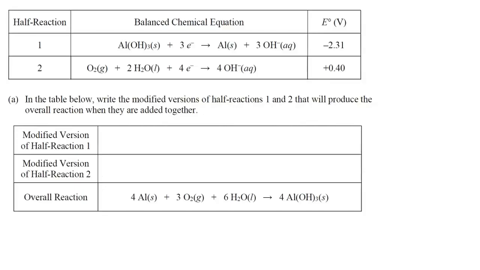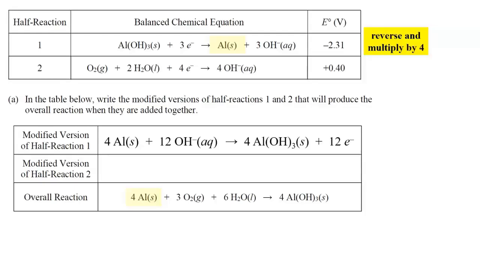So I'm going to start with the first reactant that I see in the overall reaction, and that is 4 moles of aluminum. So in half reaction number 1, I see 1 mole of aluminum, and it's actually on the right side of the equation, but I need there to be 4 moles of aluminum on the left side of the equation. That means that the modification for half reaction number 1 is to reverse it and multiply by 4. And so when I reverse half reaction number 1 and multiply it by 4, I get 4 moles of aluminum on the left, and then 4 times 3, that would be 12 moles of hydroxide on the left. And then on the right side of the equation, that would be 4 moles of aluminum hydroxide and then 12 moles of electrons.